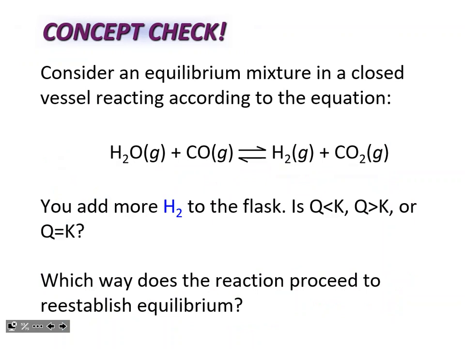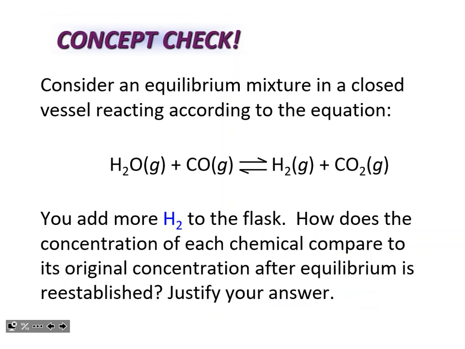Now we're looking at adding in the H2. The only thing that's different in this one is we're adding in H2, which happens to be a product. So in that case, we're adding in product. Let's write it this way. Is K going to be less than or greater than Q? Less than Q, right? So which way should it proceed? Towards the reactants. Very good. Towards the reactants.